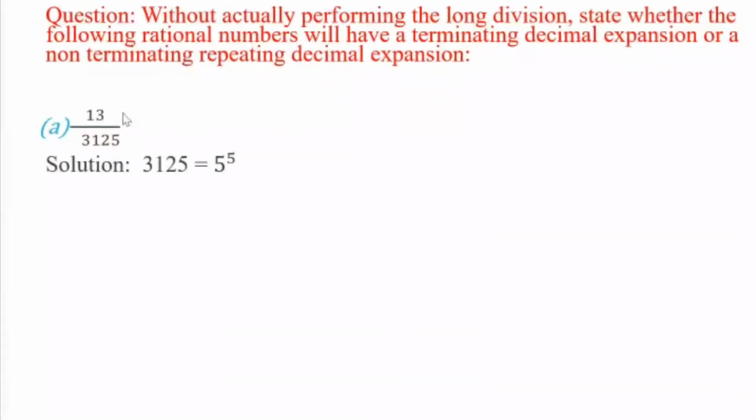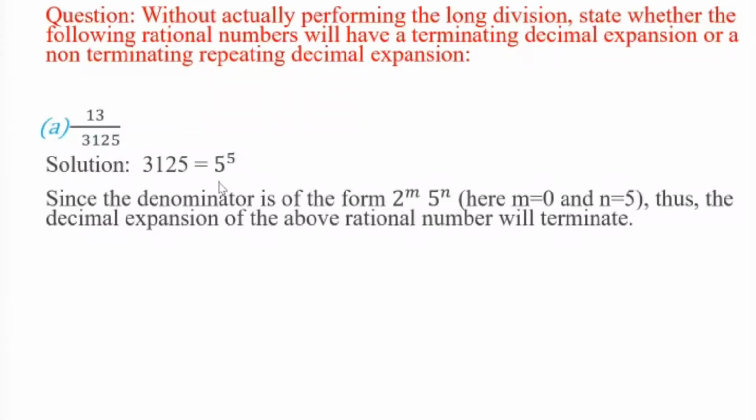The first part, 13 upon 3125. So 13, I know, is a prime number. Let us take up 3125. 3125's prime factorization is 5 raised to the power of 5. So I have this 13 upon 3125 as p upon q, and the prime factorization of q is what? 2 raised to the power of m into 5 raised to the power of n, where m is 0 and n is equal to 5. Thus, the above rational number will terminate.